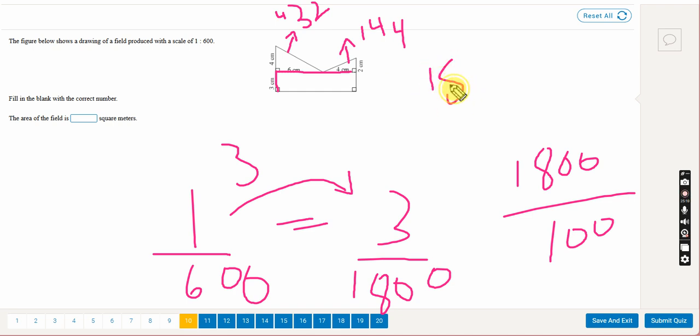So 18 times, sorry, this is the width, and times the length. The same process you will do again. What do you get? So 6 plus 4 is 10, right? So the same process you do, you get 60. So 18 times 60, you get 1080. Now add all of them together. 432 plus 144 plus 1080.